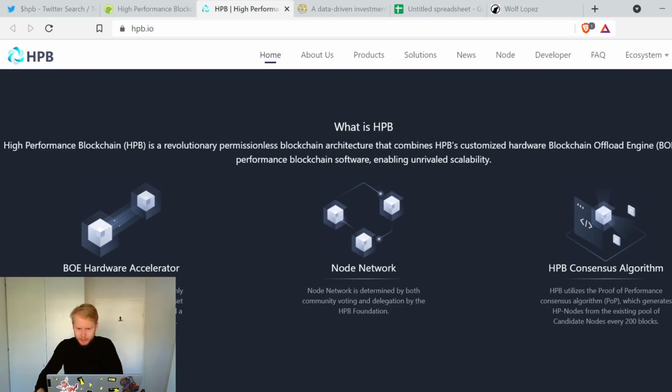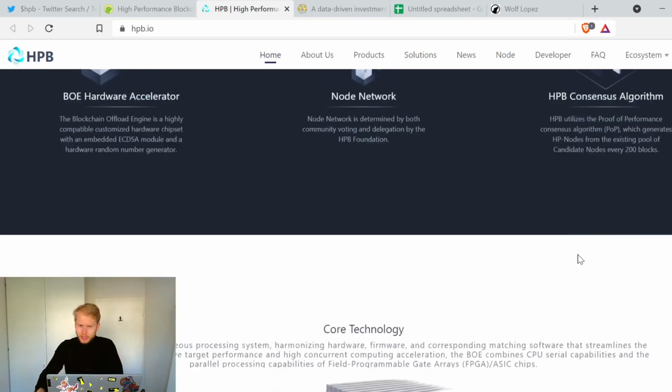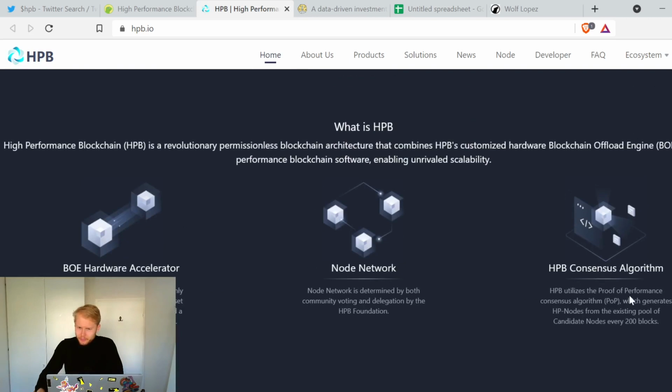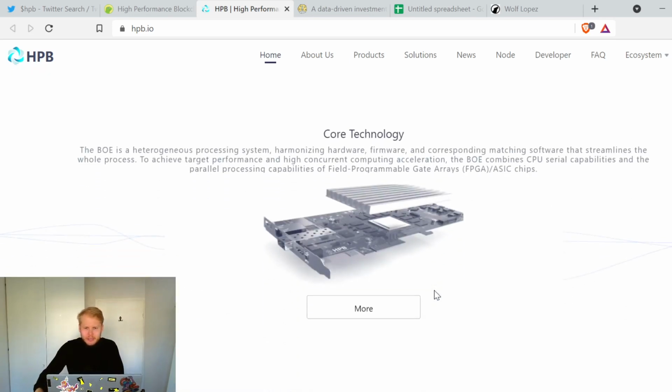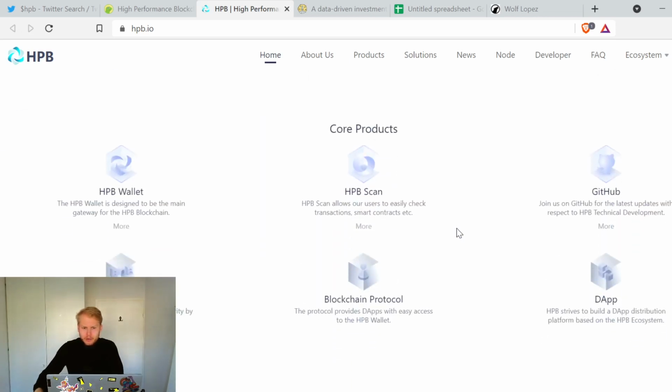Node is determined by community voting and delegation by HPB Foundation. The consensus algorithm utilizes a proof of performance consensus algorithm. So that's new, which generates HP nodes from an existing pool of candidate nodes every 200 blocks. That's very interesting. So this is very innovative. The most heterogeneous processing system, harmonizing software, firmware, and corresponding matching. So that's the core technology.